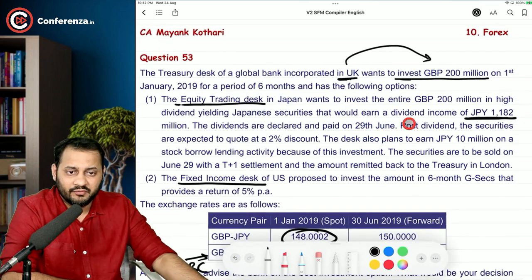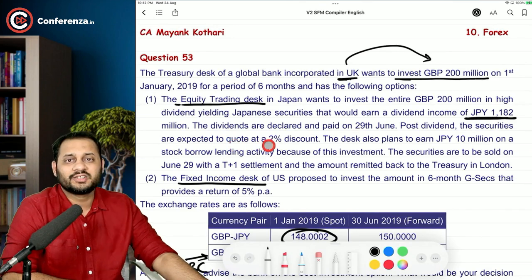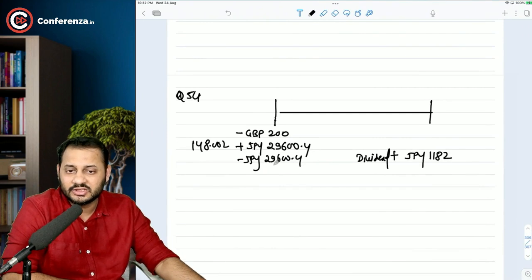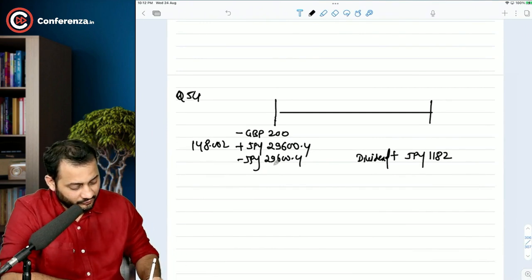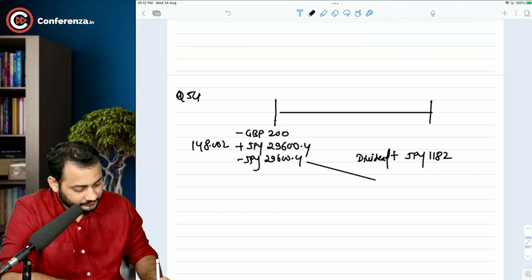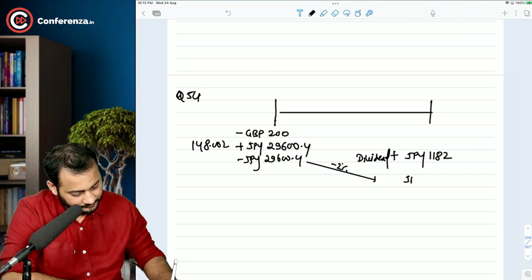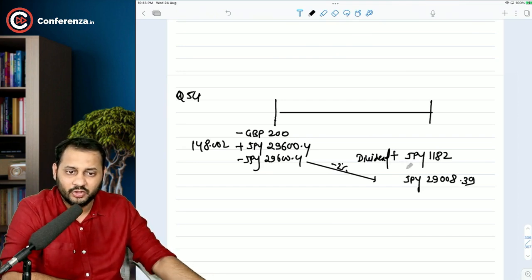Post dividend, after the dividend is paid, the securities are expected to quote at a 2% discount. So whatever we invested in the Japanese yen, which is 29,600.4, it will reduce by 2%. It will fall by 2%, minus 2%. 29,600.4 less 2% will be Japanese yen 29,008.39. Okay, so this will be the value of our securities and this will be the dividend income.